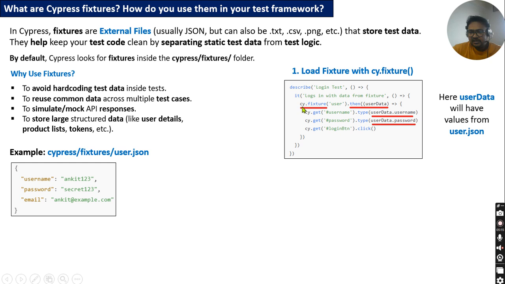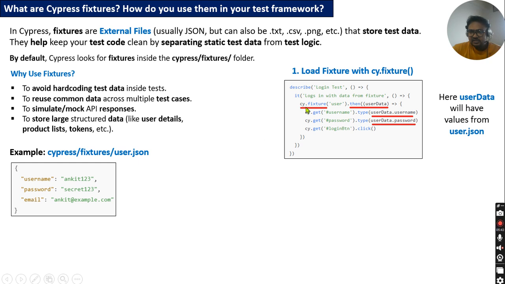So you need to call cy.fixture. Which fixture do you want to call from the folder? User. You see user.json. So you need to call the user fixture, then userData, and whatever the user fixture contains, you need to store into userData. This is the variable, or I will just say the object that you are creating. And using this name userData, you can recall these three things: username, password and email.